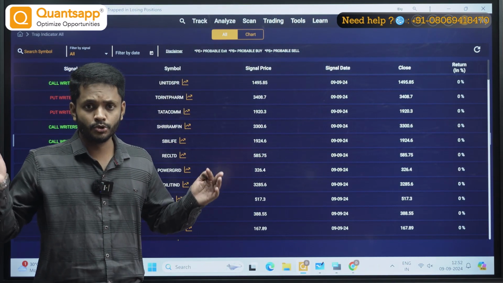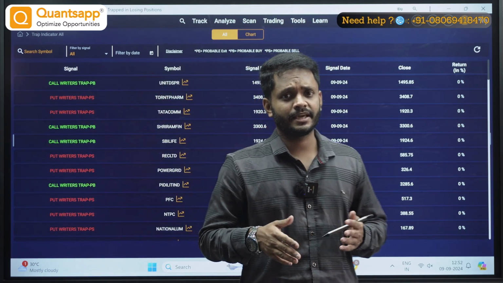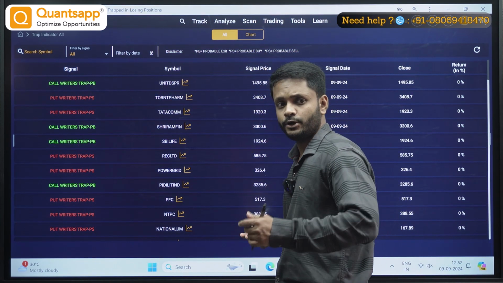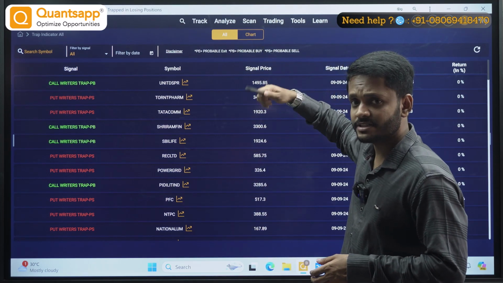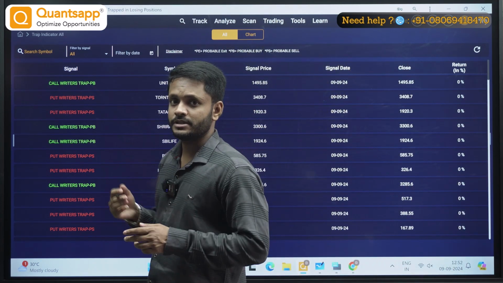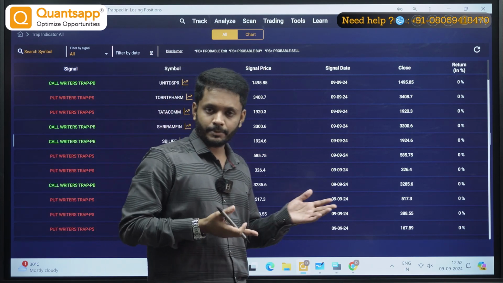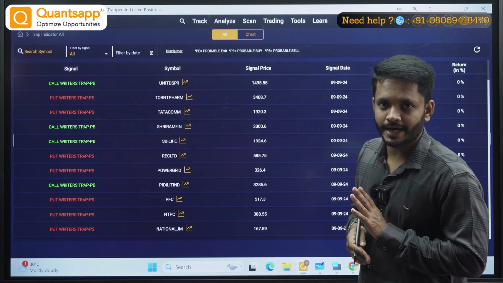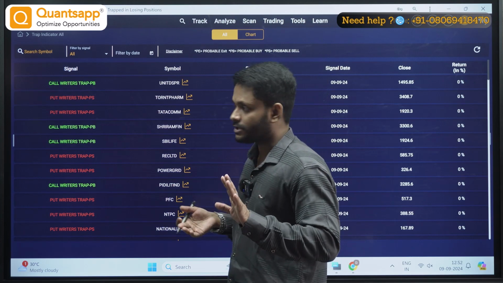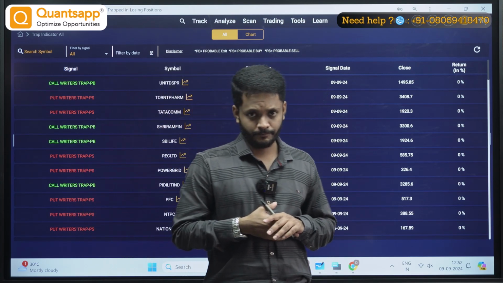Say for example, some news arises and United Spirits is approximately 5 to 10% down by 2 p.m. This signal will immediately reverse and it will show me put writer trap. So instead of playing between call writer trap and put writer trap, ultimately you will get trapped if you see this in the live market. So avoid seeing this in the live market, okay.